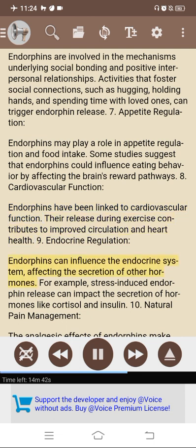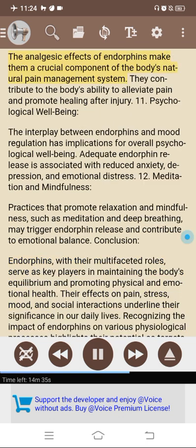9. Endocrine regulation. Endorphins can influence the endocrine system, affecting the secretion of other hormones. For example, stress-induced endorphin release can impact the secretion of hormones like cortisol and insulin. 10. Natural pain management. The analgesic effects of endorphins make them a crucial component of the body's natural pain management system. They contribute to the body's ability to alleviate pain and promote healing after injury.